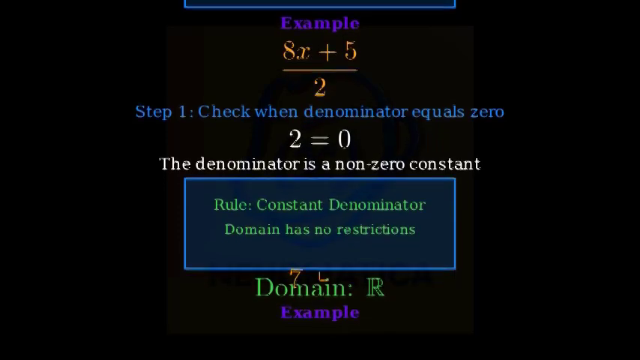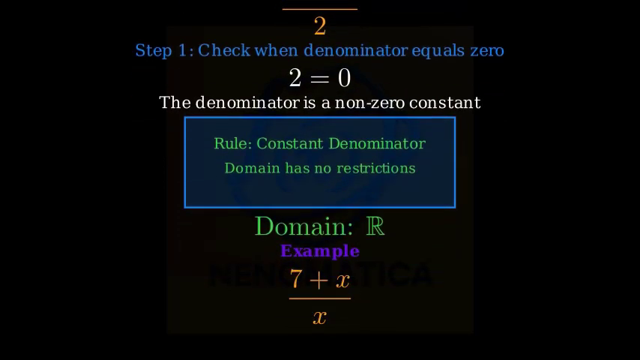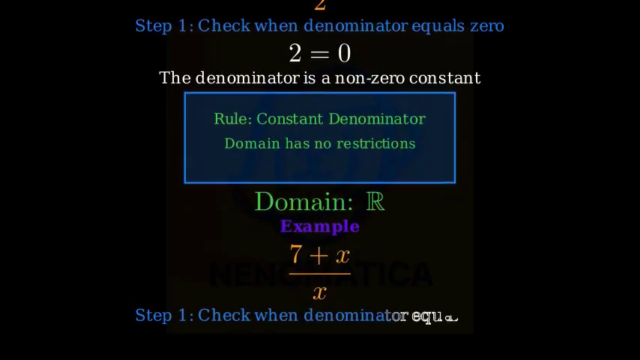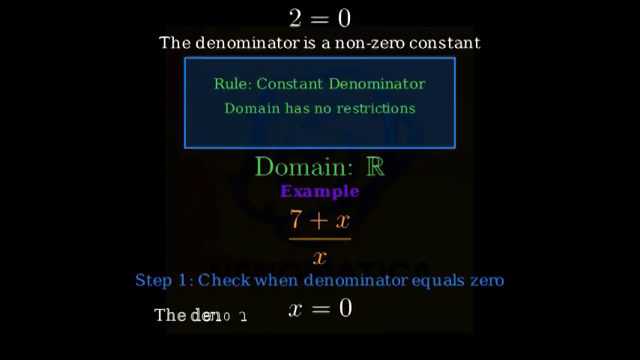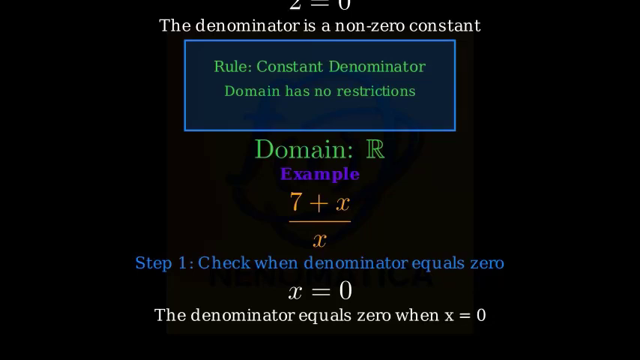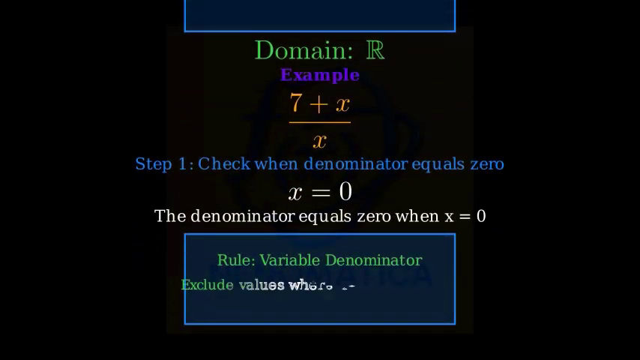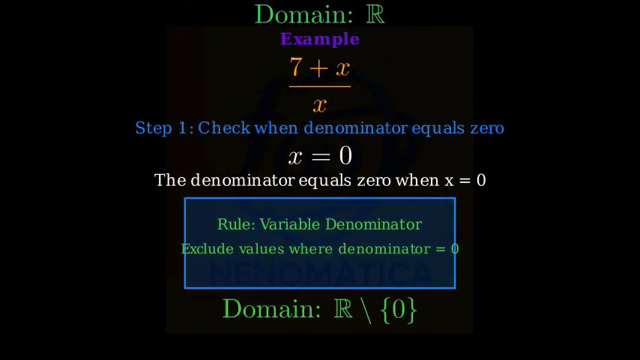Let's move on to our second example. Find the domain of the expression (7 + x) divided by x. Again, we need to determine when the denominator equals 0. In this case, the denominator is x, which equals 0 when x equals 0. Since the denominator equals 0 when x equals 0, we must exclude this value from the domain. Therefore, the domain is all real numbers except 0.